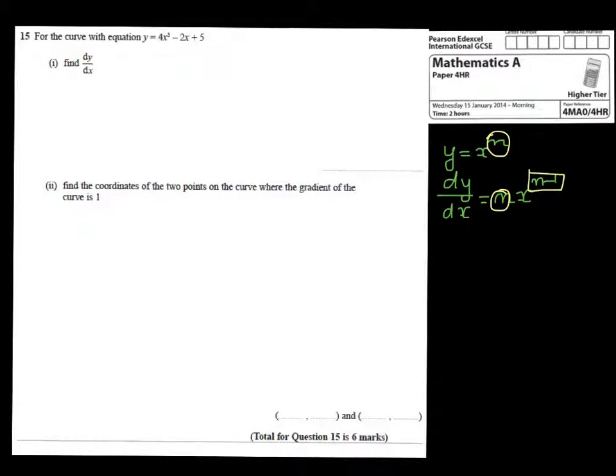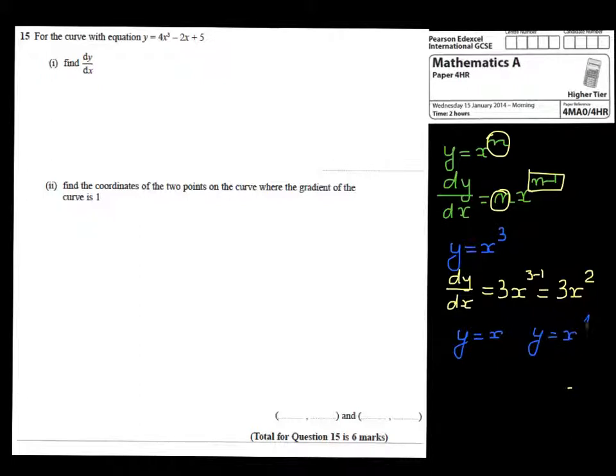So, for example, if we have y equals x cubed, which we have in our question, then dy by dx will be 3 times x to the power of 3 minus 1, so it's 3x squared. Whereas if we have y equals x, remember that x is the same as x to the power of 1. So when using my formula, dy by dx in this case equals 1 times x to the power of 1 minus 1. So it's 1 times x to the power of 0. Remember that x to the power of 0 is 1, so we get 1.